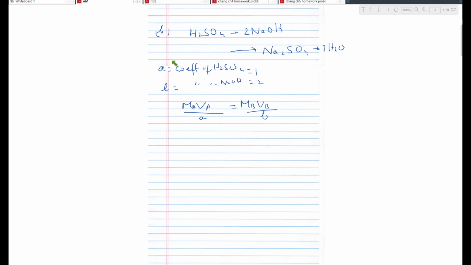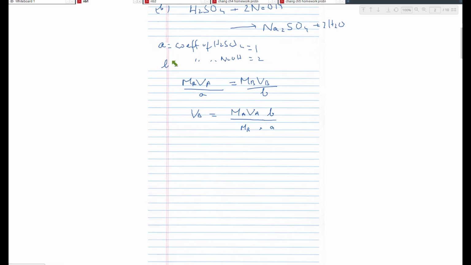We can do it in a lengthy way, calculating moles and then doing the rest, but this is the fastest way. So I want the VB. Again, the formula is going to be MAVA over MB, but now I also have the coefficients A and B. So MAVA will be multiplied by B, and here it is going to be A. Am I right? Yes, you're right. And now just plug in the values.